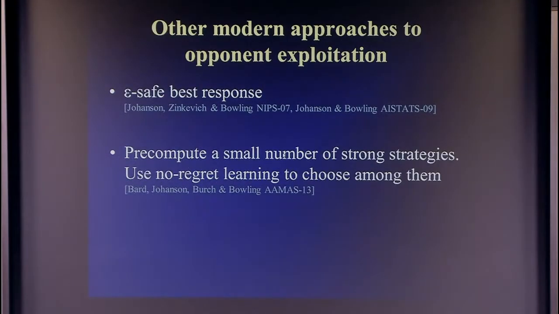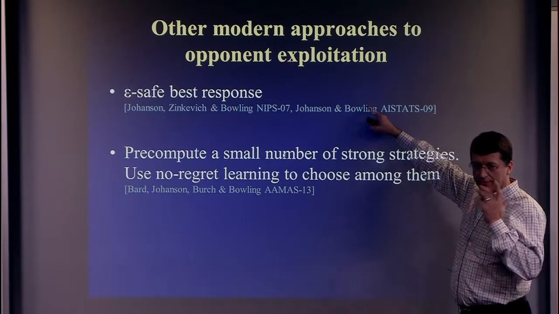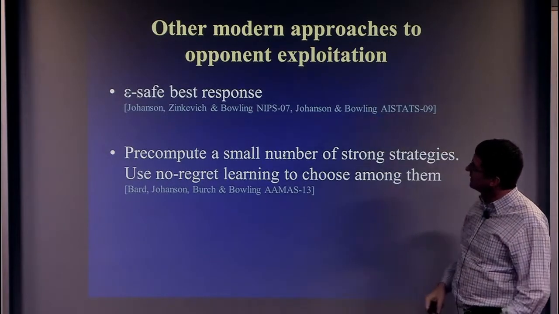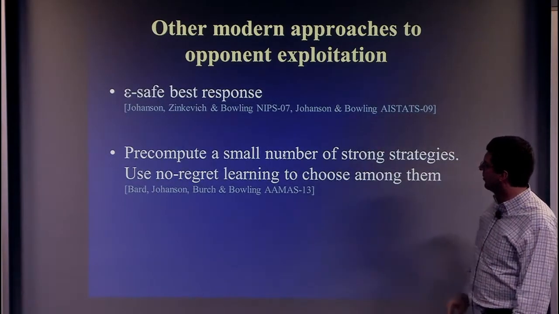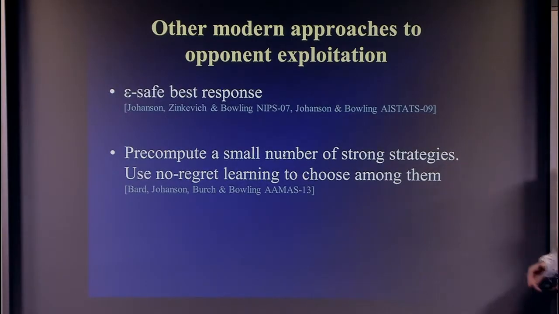Other modern approaches to opponent exploitation. You could run an epsilon safe best response, which is a best response where you guarantee that you don't lose more than epsilon per iteration in expectation. Or you can pre-compute a small number of strong strategies and use no regret learning to choose among them at runtime.